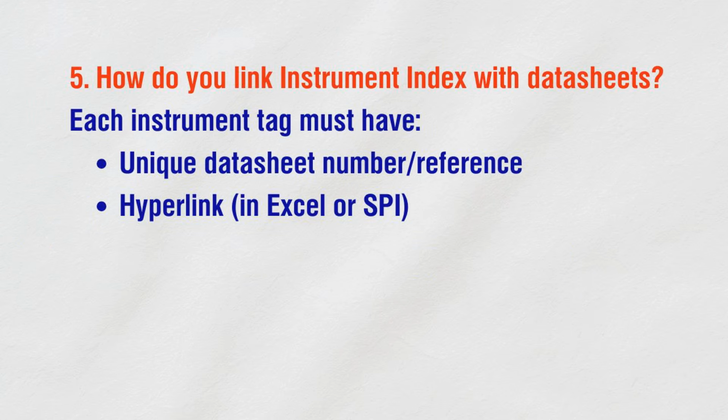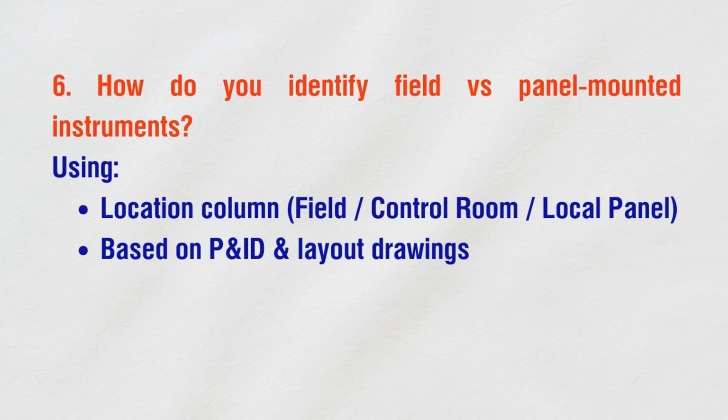How do you link instrument index with datasheets? Each instrument tag must have unique datasheet number reference. Hyperlink in Excel or SPI. How do you identify field versus panel-mounted instruments? Using location column, field, control room, local panel, based on P&ID and layout drawings.